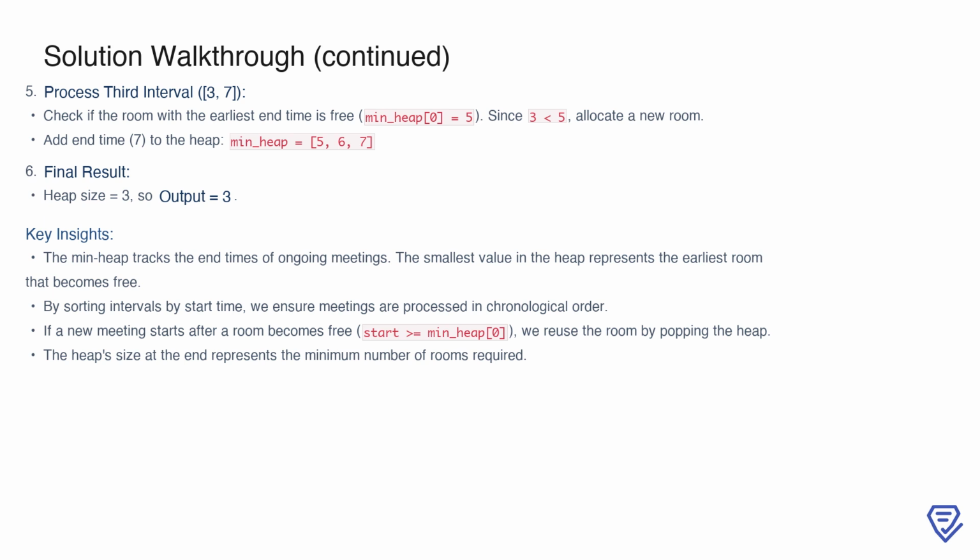From these examples, we can derive key insights. The min heap tracks the end times of ongoing meetings, and the smallest value in the heap represents the earliest room that becomes free. Sorting intervals by start time ensures we process meetings in chronological order. If a new meeting starts after a room becomes free, we reuse the room by removing the earliest end time from the heap. The final size of the heap gives us the minimum number of rooms required.